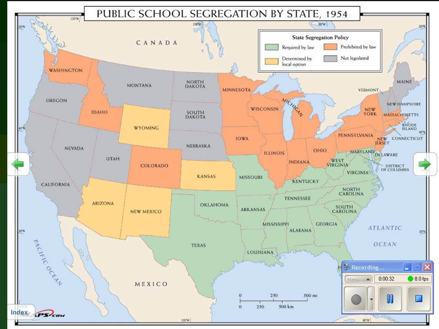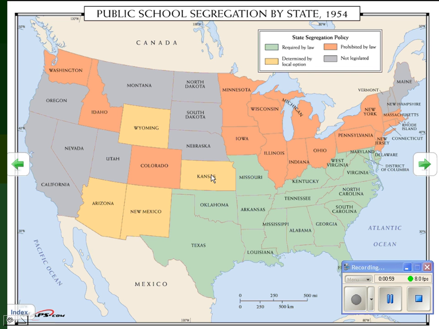Now, let's look at the situation in the early 1950s. These green states here, southern states, but not just southern states, required that there be racial segregation. This was a matter of the law. All public schools had to separate students on the basis of the color of their skin.